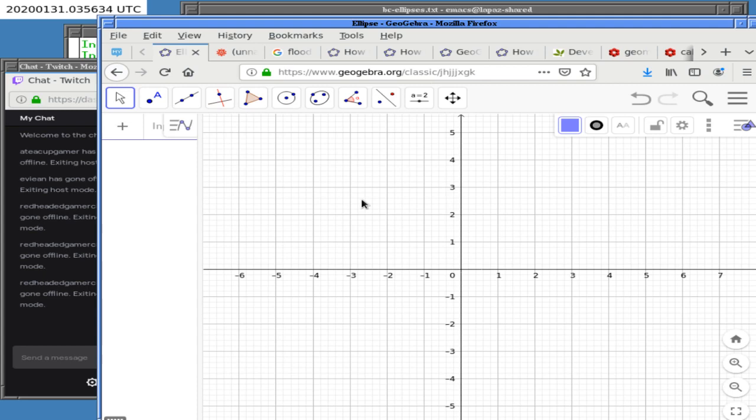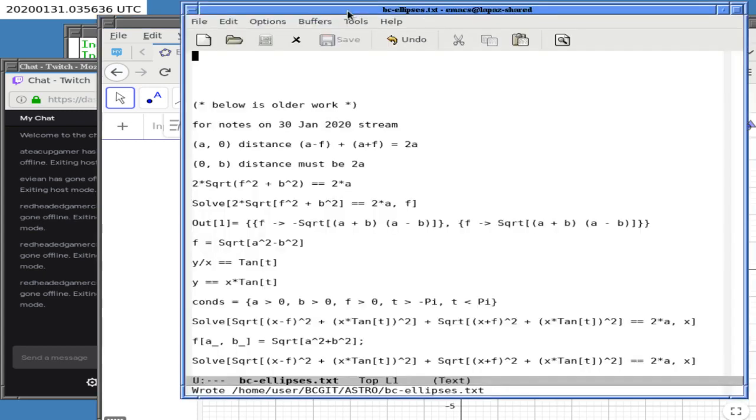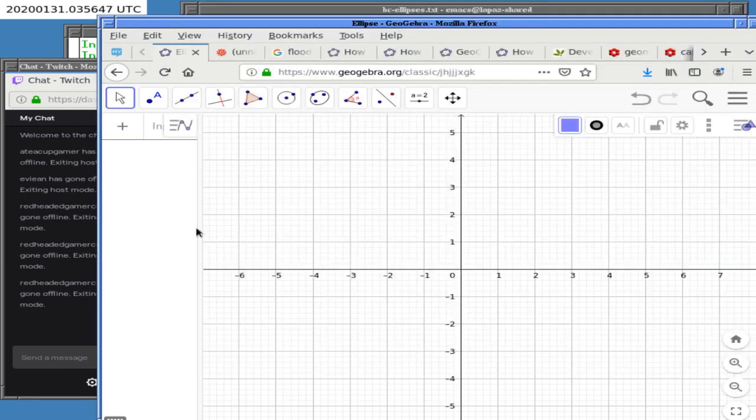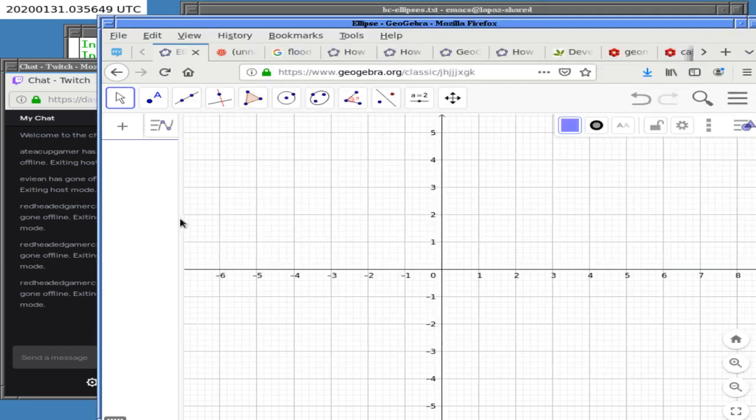Okay, earlier today we did some stuff with ellipses. That looked so horrible that I've wiped it out, and I've created a new section in bcellipses.txt. So today, or I guess tonight, we're going to be doing something a little bit different. Instead of trying to be really clever with all of these formulas, we're just going to map out some relations and see what information we can get out of them, which I have to warn you in advance, may be no information whatsoever. So let's go ahead and create an ellipse.